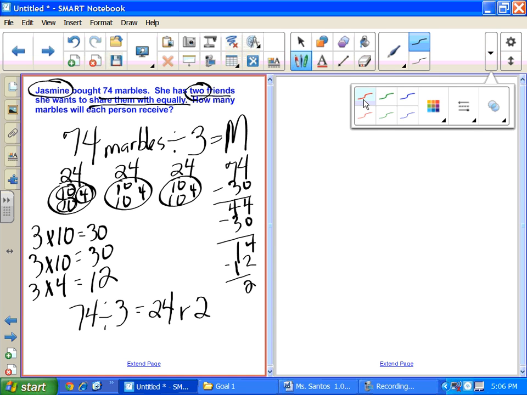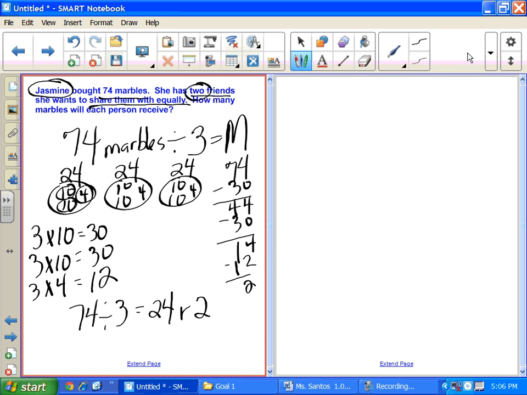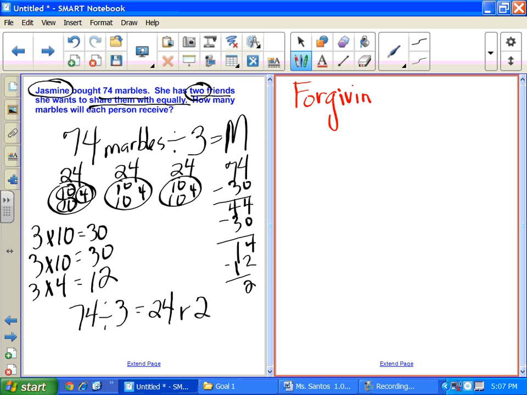So over here, I want to show you a paper and pencil method that cuts down on a lot of this extra writing and all the pictures over here. And it's called the forgetting method. And it's not so important that you understand the name of it, but what the process is when doing it.